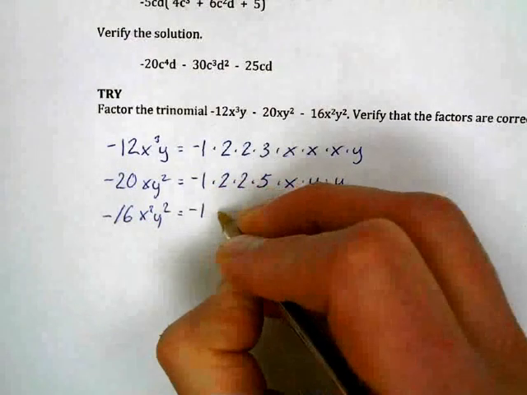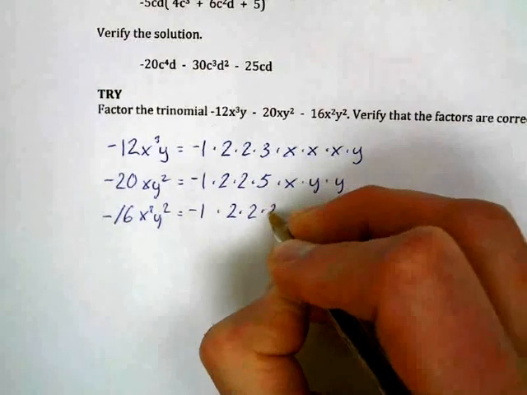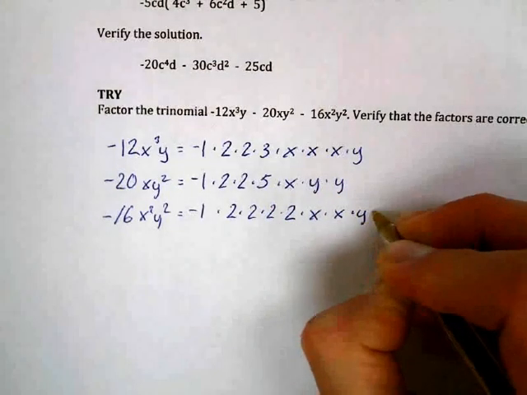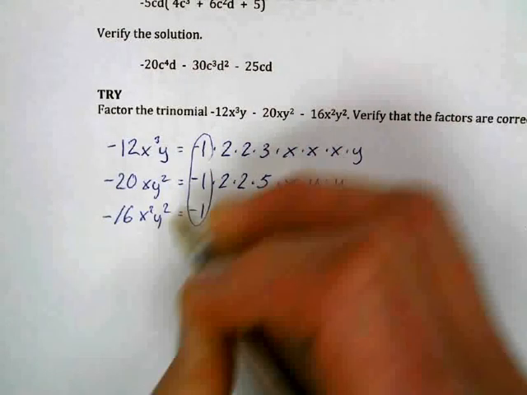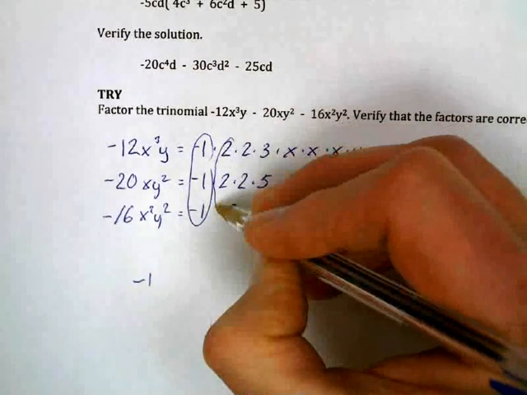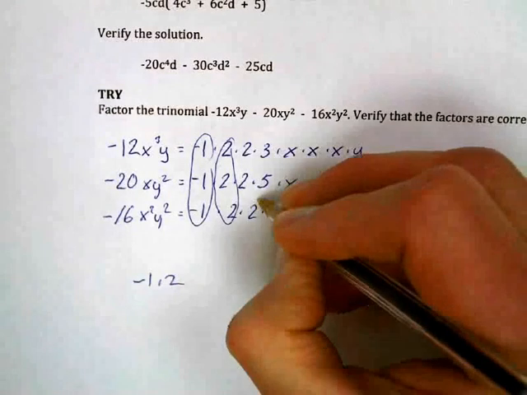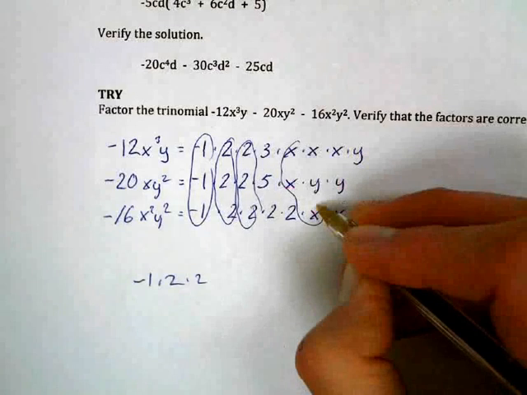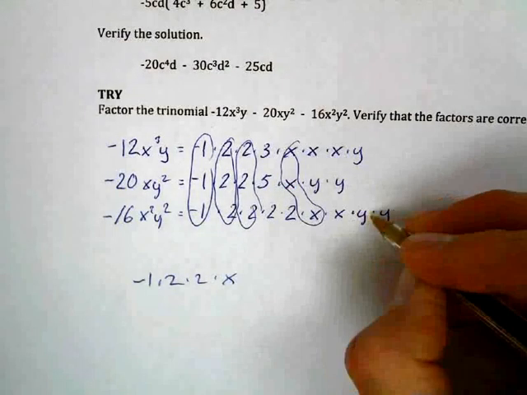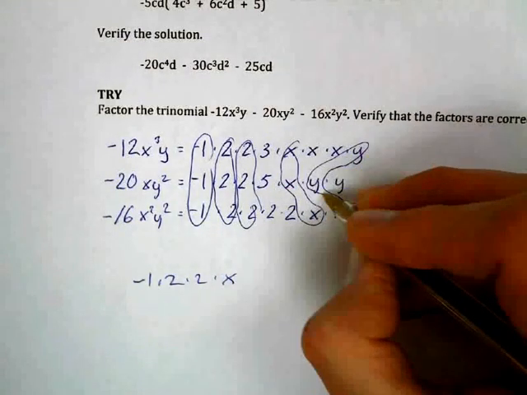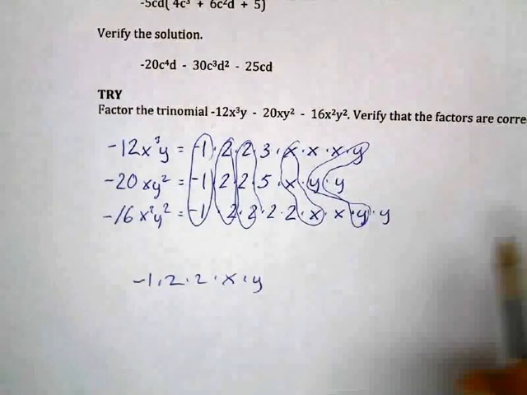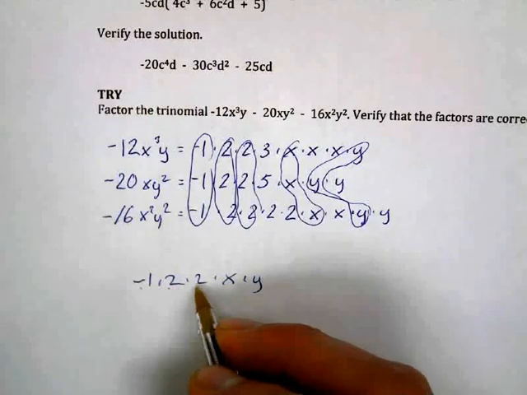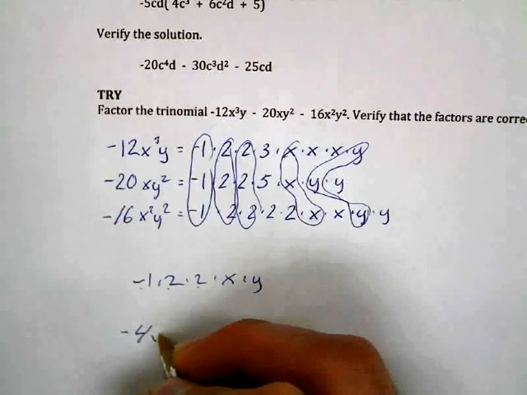Once again, negative 1 times 2 times 2 times 2 times 2 is negative 16, times x times x times y times y. They all have a negative 1. They all have a 2. They all have a second 2. That's it. They all have an x. They all have a y. And that is it. So negative 1 times 2 is negative 2, times 2 is negative 4, xy.